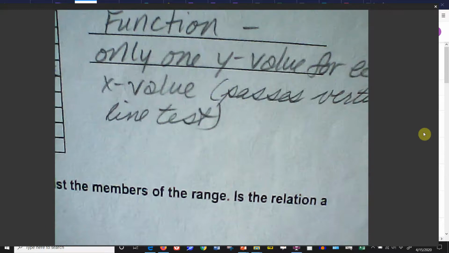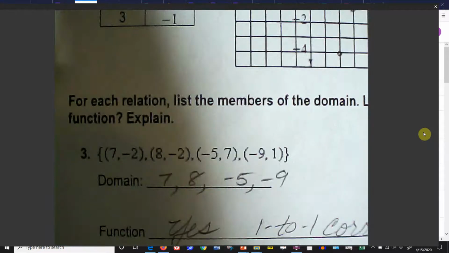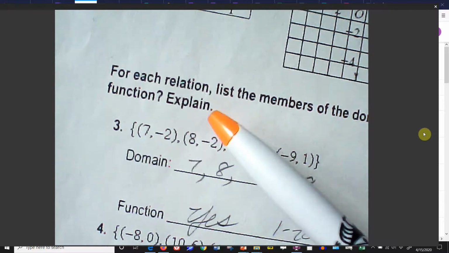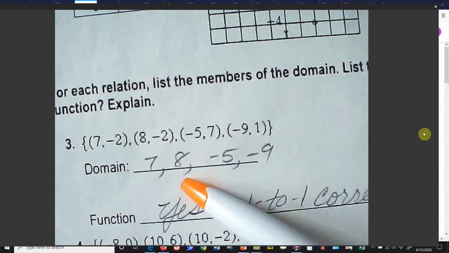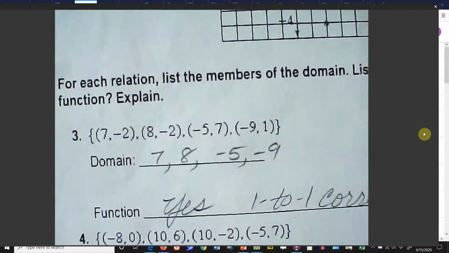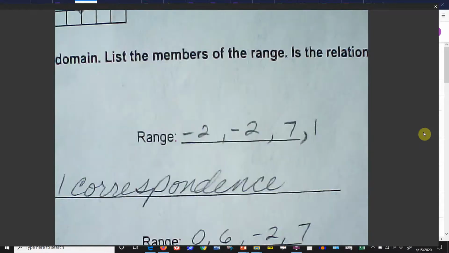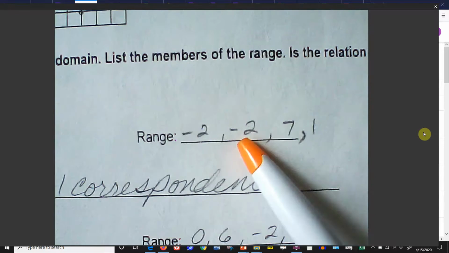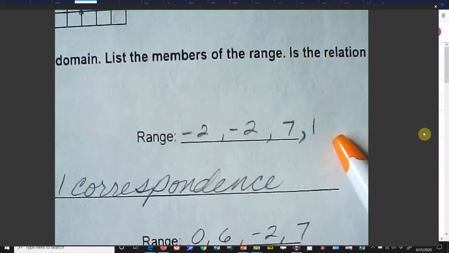For the next one, hopefully you did not make this hard, because it just asks for the domain. Remember, the x values are the domain values. So 7, 8, -5, and -9, those are the domain. If you wanted to put them in order, you can, in which case I go -9, -5, 7, and 8. Either way, it doesn't matter. And then the range values, you can either give them to me in the order given, like -2, -2, 7, 1, or if you wanted to, you could do that -2, -2, 1, 7.